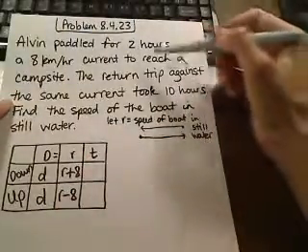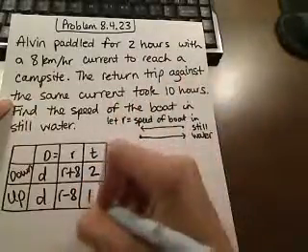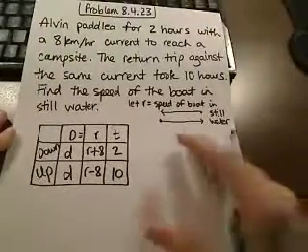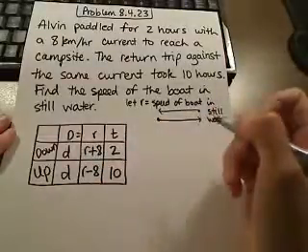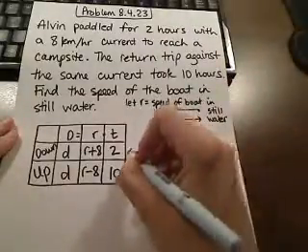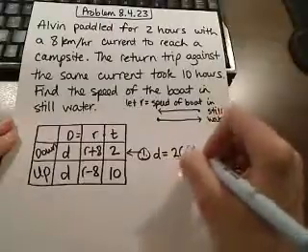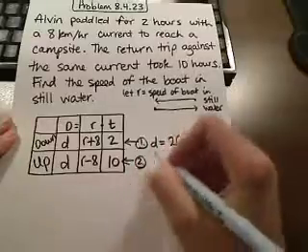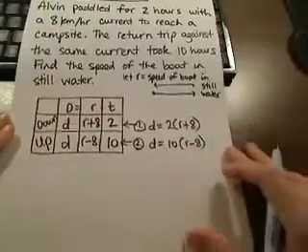And then the time for the 2 trips is 2 hours downstream, and it took him 10 hours going back upstream. All right, so there's our chart for this problem. Once we have the chart, using the relationship distance equals rate times time, we can pull off 2 equations. The first equation is d equals 2 times r plus 8. I'm going to go ahead and put the 2 in front there. The second equation we can pull off is d equals 10 times r minus 8.